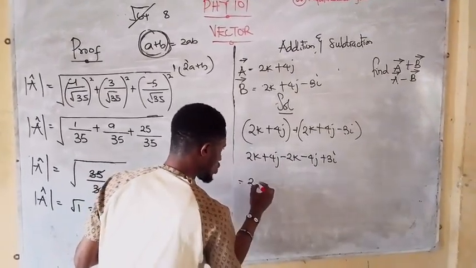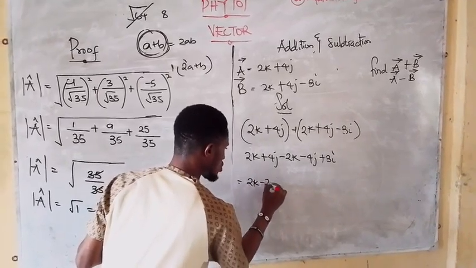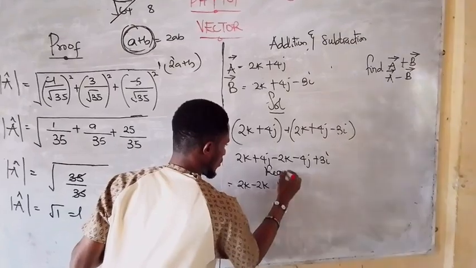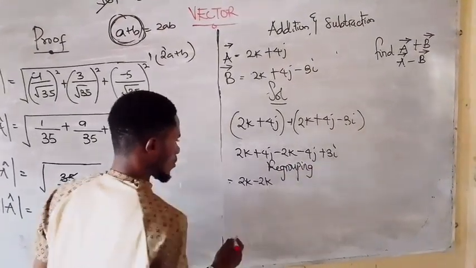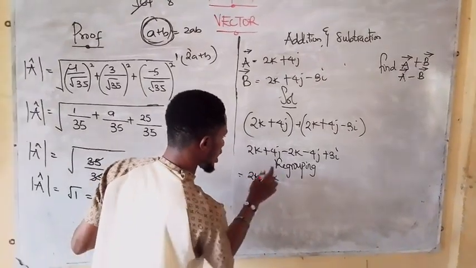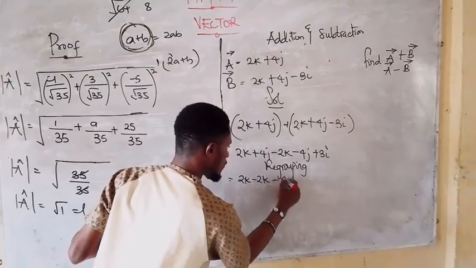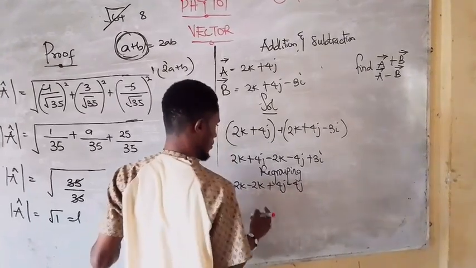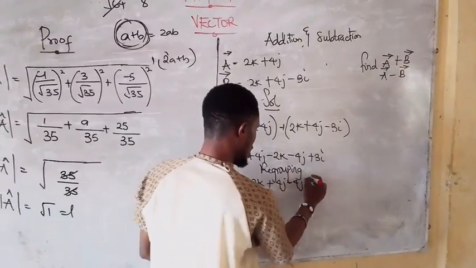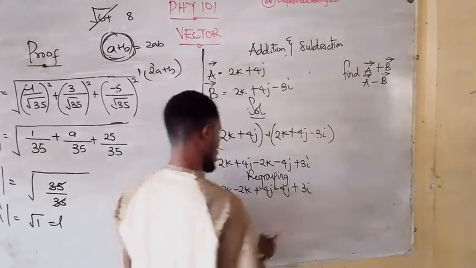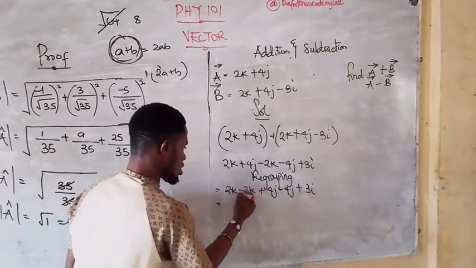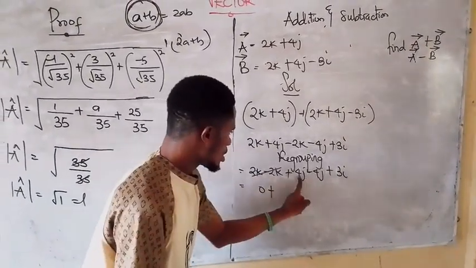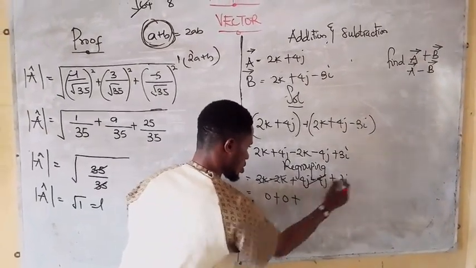And from here, I have this and this will give me what? 2k minus 2k. I am regrouping now. This is done for k. So 4j minus 4j. Now I have nothing to do with i, I just have plus i. So from here, if I work this out, this and this will give me what? 0. That's 2 minus 2, 0. Plus this and this will still give me what? 0. Plus what? Only 3i.